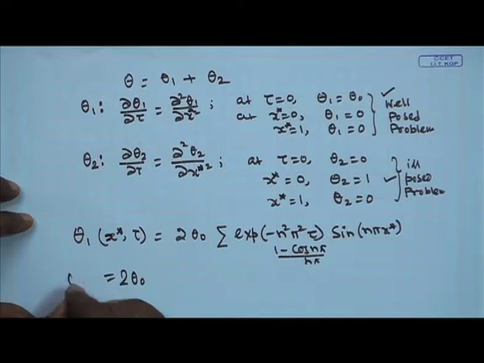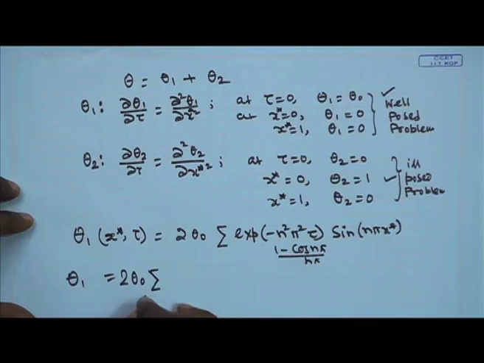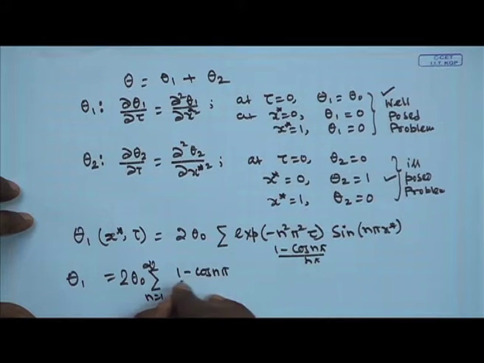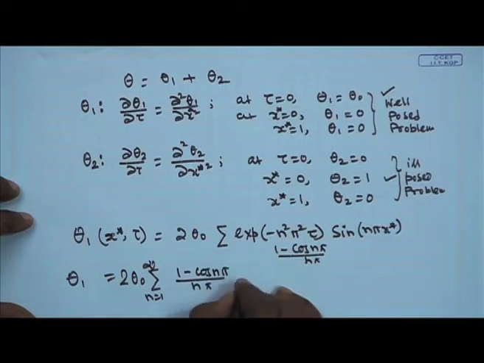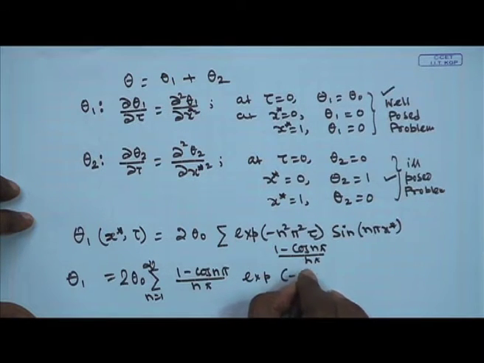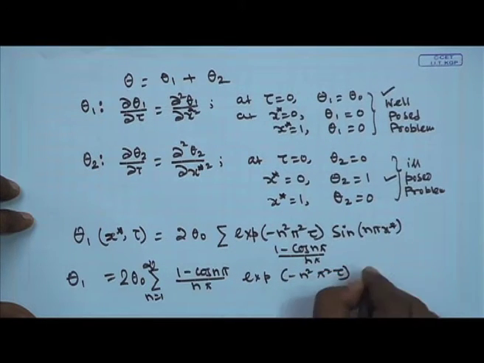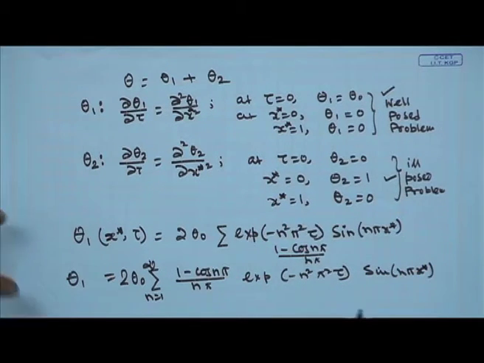2 theta naught, n is equal to 1 to infinity, (1 minus cosine n pi) divided by n pi, exponential minus n square pi square tau, sine n pi x star. Okay, this solution is known to us, so we write down this solution. Now next we will be looking into the solution of the ill-posed problem, how to convert the ill-posed problem into a well-posed problem, and let us see how to do that.